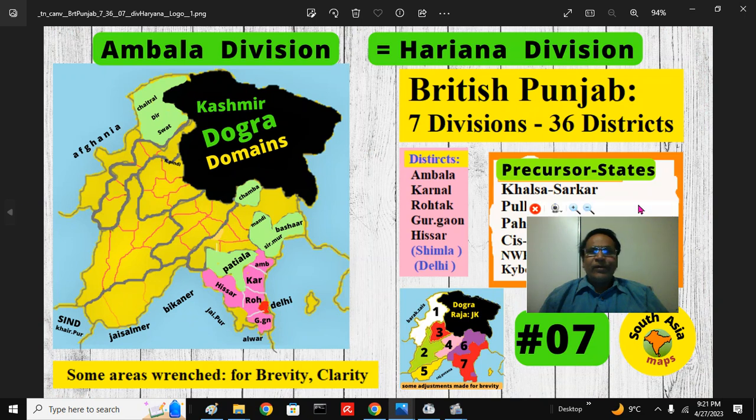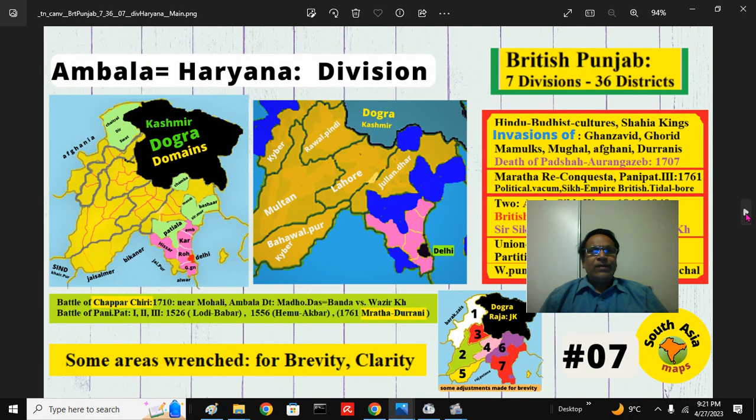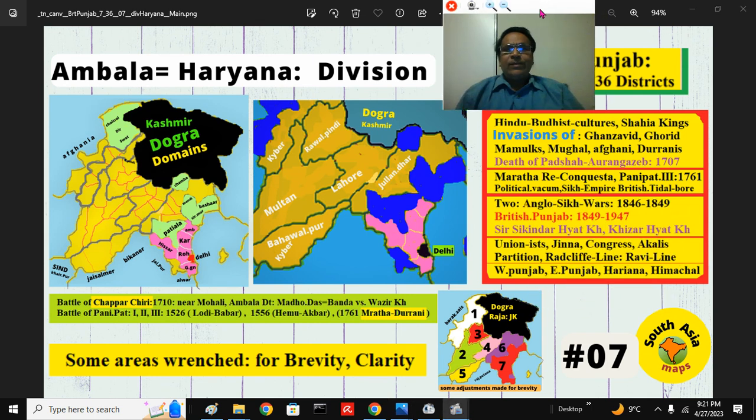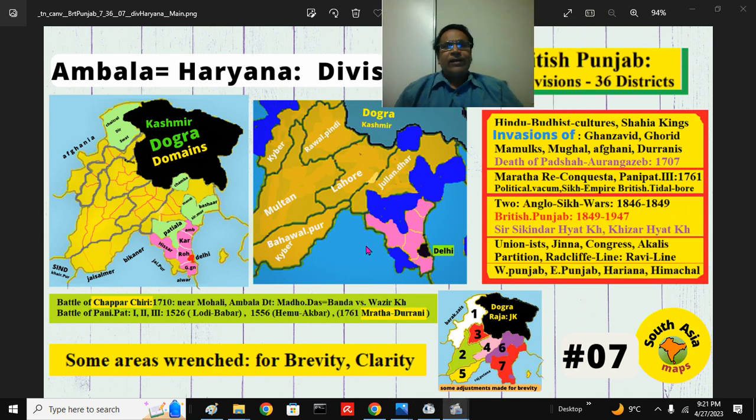That is about... let's get into the Ambala Division. Excuse me. These are the 7 divisions. So you can see here the Haryanvi Division. This is, of course, the pink part, our Ambala Division. This is the princely state. This is the Sirmur, the Mandi princely state.